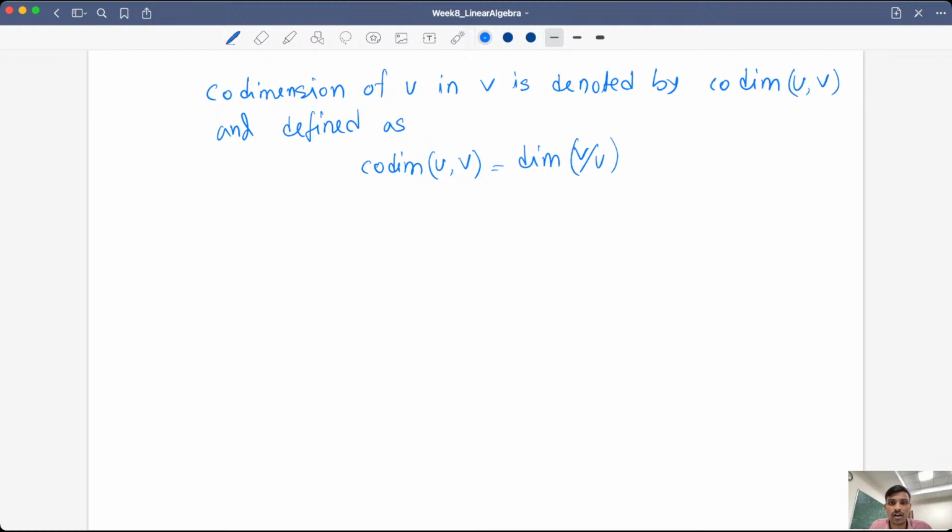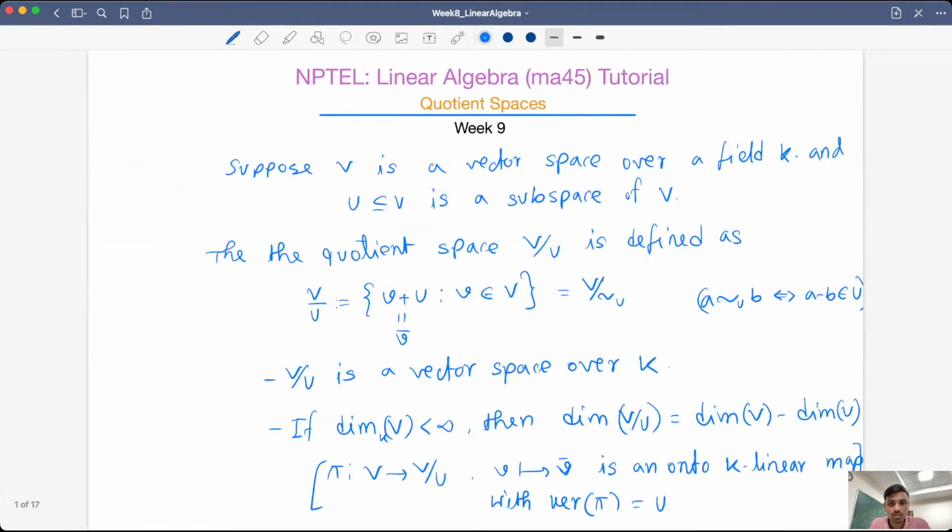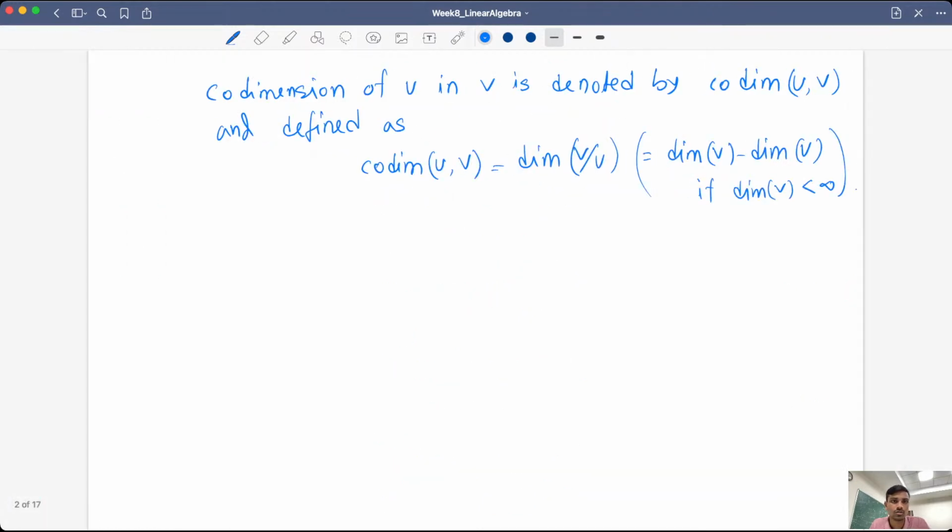In finite dimension, this equals the dimension of V minus the dimension of U if the dimension of V is finite. So we will use this in one problem, where we mean the codimension of a subspace in a vector space. That's what we need at least for today, and the rank theorem probably somewhere.